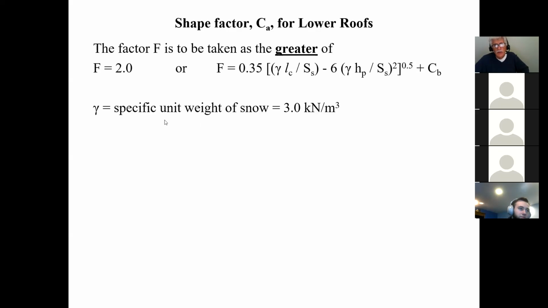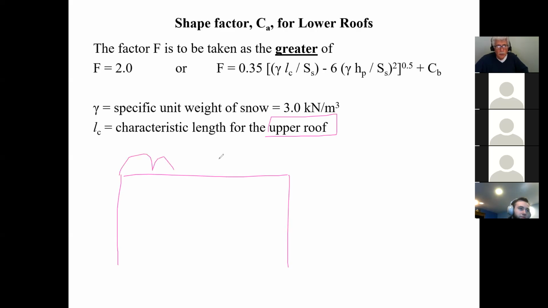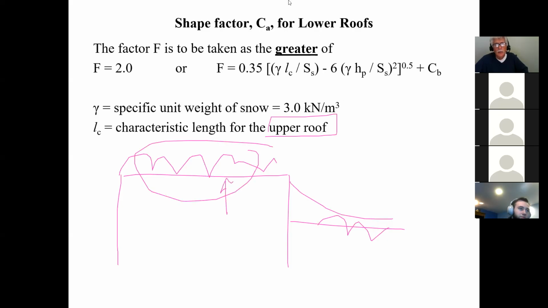Now, we said that here gamma is the unit weight of snow. LC, we know what that is, but LC is the characteristic length of the upper roof. So make sure you calculate the characteristic length of the upper roof. And that makes sense because I want to know how much snow can be on the upper roof that can drift onto the lower roof. So that's why I need to calculate the characteristic length of the upper roof. If the upper roof is really big, it's going to affect the CB value.